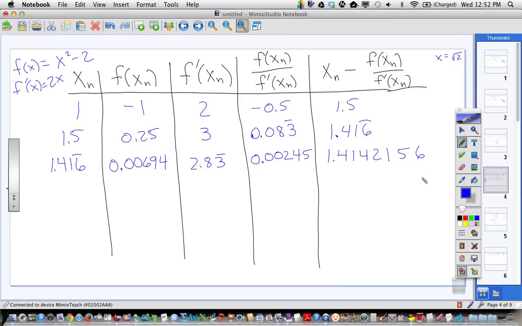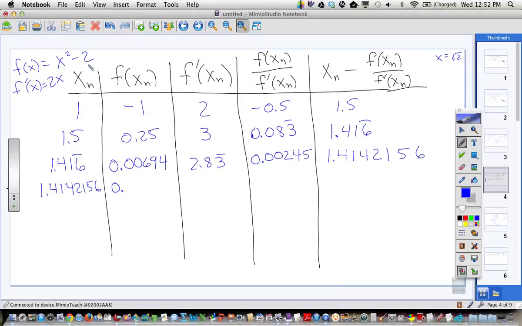How many decimal places we got? We got 2 that are in agreement right now, right? We got 2 that are in agreement here. Okay. All right. So there's our next one, 1.4142156. But again, we're going to use all those. Let's do one more row. I think one more row is going to get it for us.